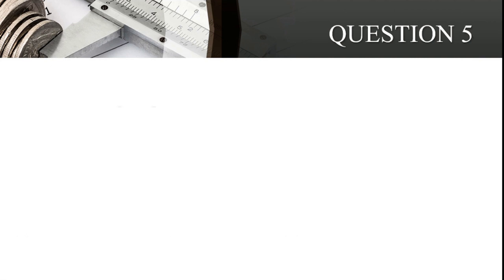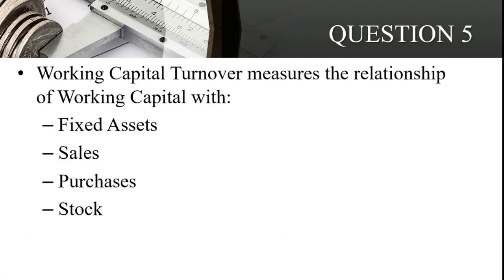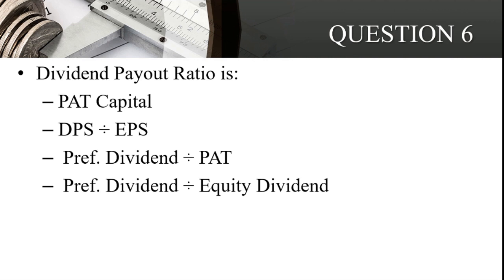Fifth question: working capital turnover measures the relationship of working capital with? Options: fixed asset, sales, purchases, stock. Answer is fixed asset.